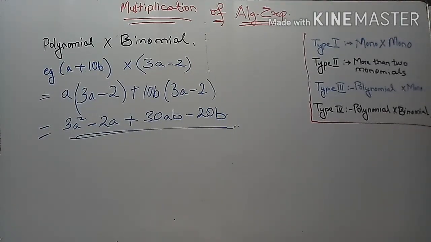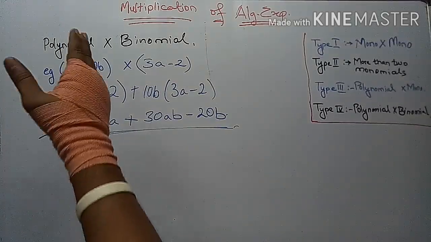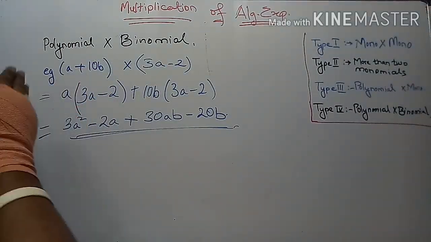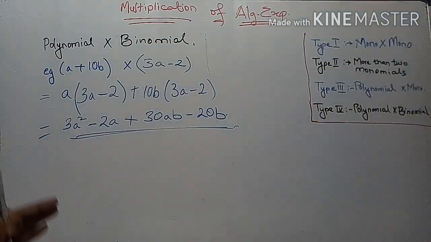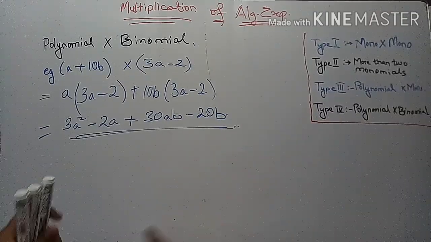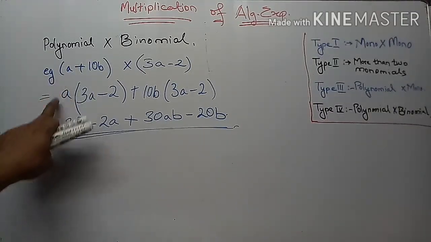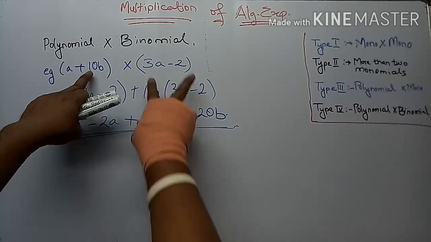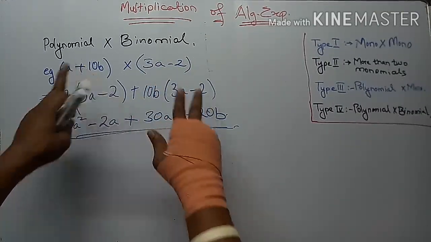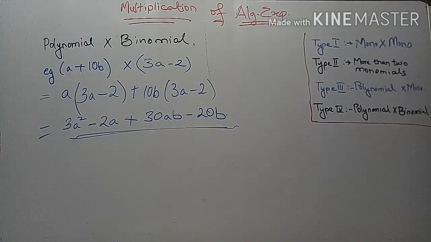So it's simple. Split all the terms of one of the expressions and multiply individually those terms with the next whole algebraic expression, the whole bracket. Take this a and multiply by this whole bracket, then take this b and multiply by this whole bracket. This is your distributive property. Let's move on to the next example.